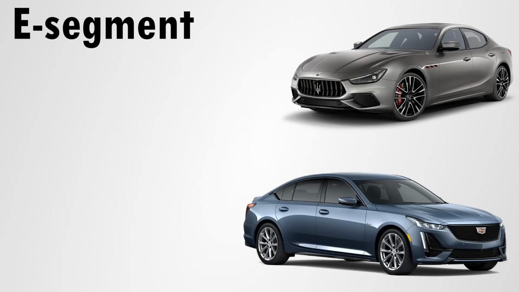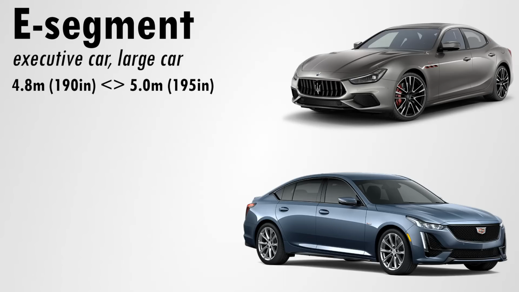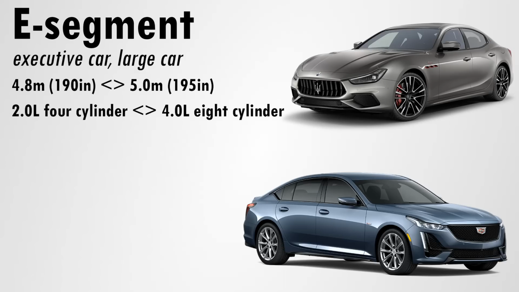E is for E segment or executive segment. That's right, this is the very first segment where the letter happens to match with the name. Another name for these cars is large car. The overall size is anywhere between 4.8 meters or 190 inches and 5 meters or 195 inches. E-segment cars typically come with 4-cylinder engines that hover around 2 liters of displacement, but depending on the model and trim level, you can get pretty wild. Deluxe editions come with 3-liter 6-cylinder engines, and even 8-cylinder engines with displacement around and beyond 4 liters are available. Electric versions are also available.